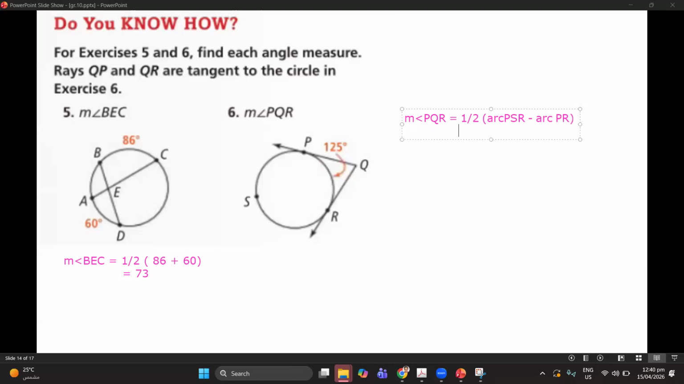So half times the arc PSR. What is its measure? 360 minus 125, which is 235. Then 235 minus arc PR. Bravo. So the measure of the angle will be 55. Thank you. Is it clear? Yes.